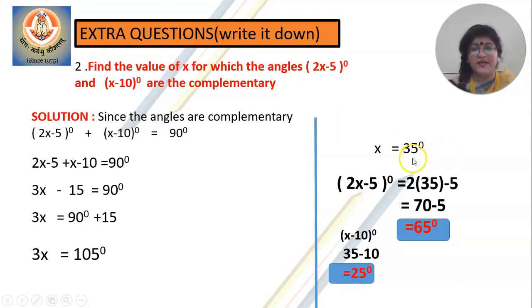Okay, now this 35 degrees, you have to substitute here, and that same 35 you have to substitute here. So 2x minus 5 degrees, 2 into 35 minus 5, that is 70 minus 5, which is equal to 65 degrees. And if one of the angles is 65 degrees, what will be its complement? Its complement will be 90 minus 65, that is 25. So you could either do it that way, or you could write it as x minus 10, that is 35 minus 10, so you get it as 25 degrees.